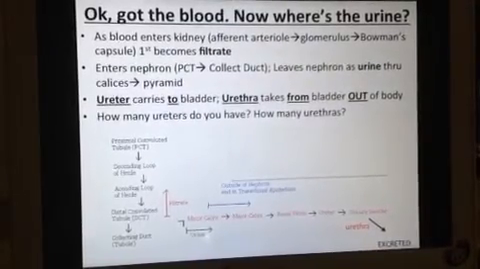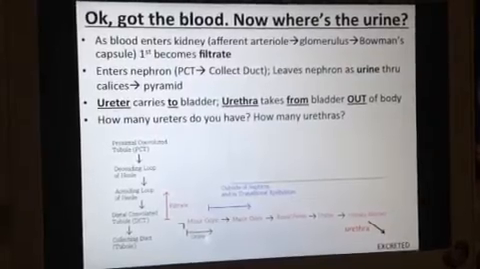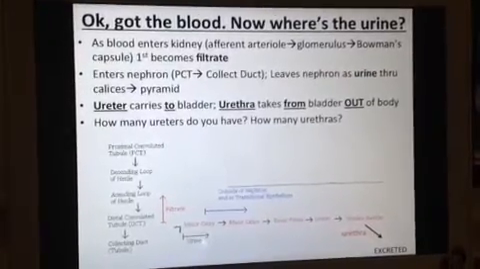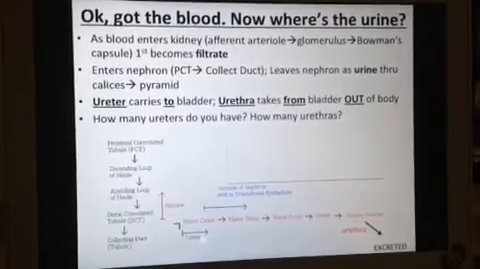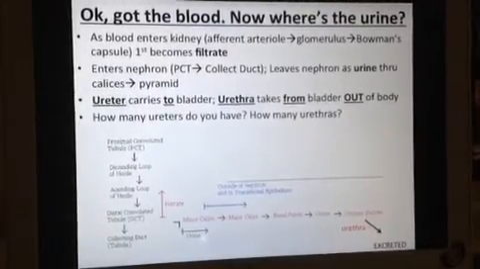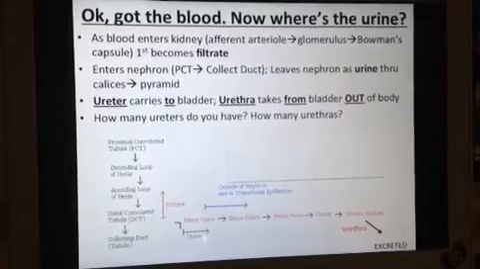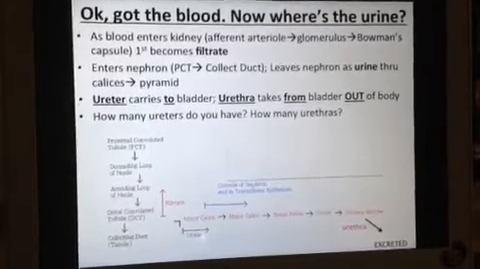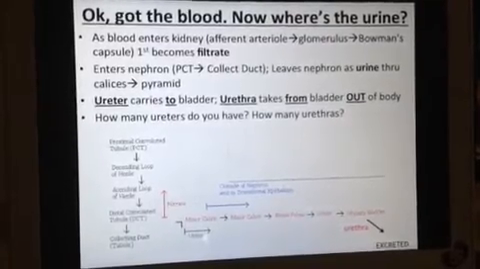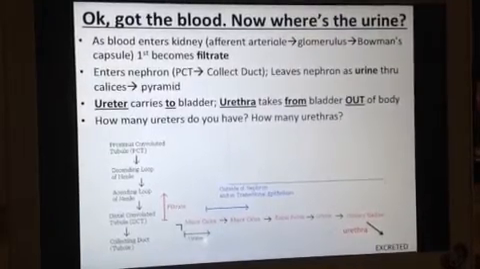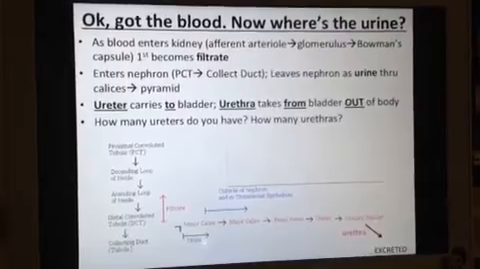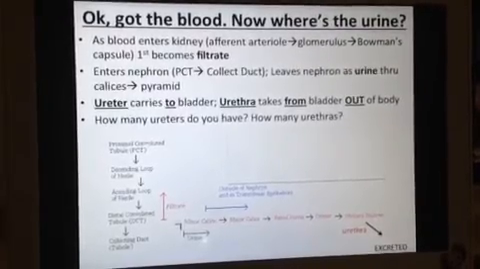Alright, so we've got the blood. Now where's the urine? Well, as the blood is entering your kidney through the afferent arteriole and the glomerulus, and the glomerulus is inside of Bowman's capsule, during that first part of the process, the blood is being filtered, and therefore we're going to call it a filtrate, because it's still blood-like, but it's a filtered form of blood, so it's filtrate.